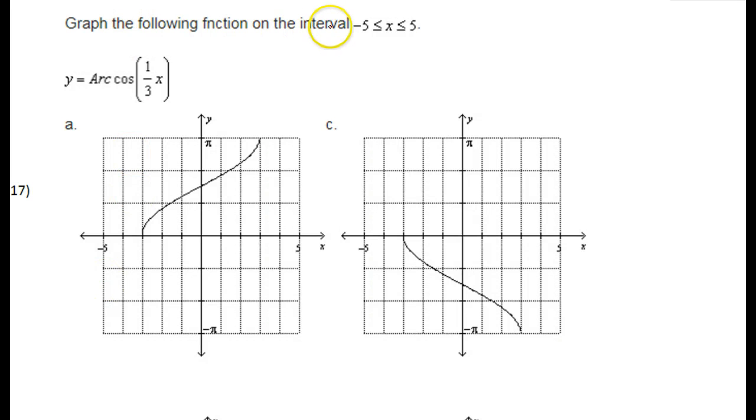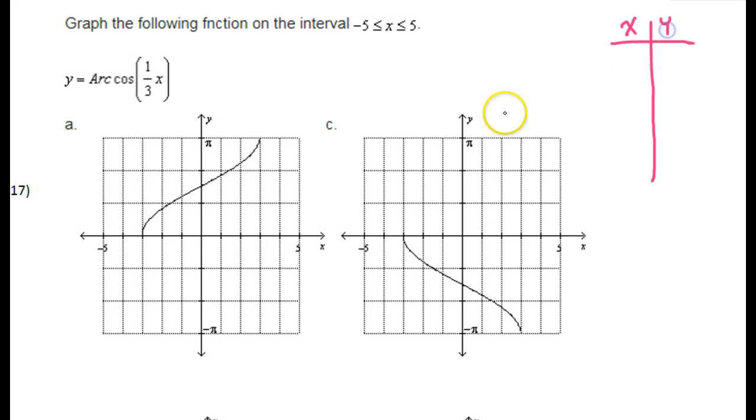Graph the following function on the interval -5 to 5. Y equals arc cosine of 1/3 x. I find that the best thing to do for graphing these functions is to make a small table of values.